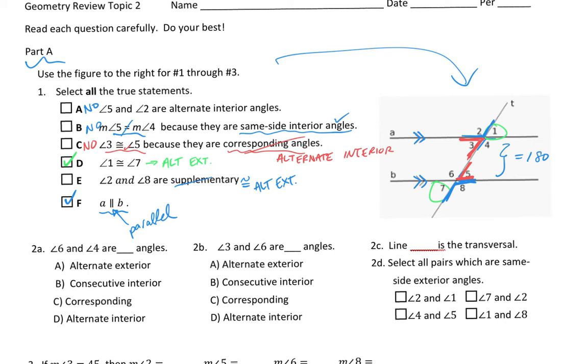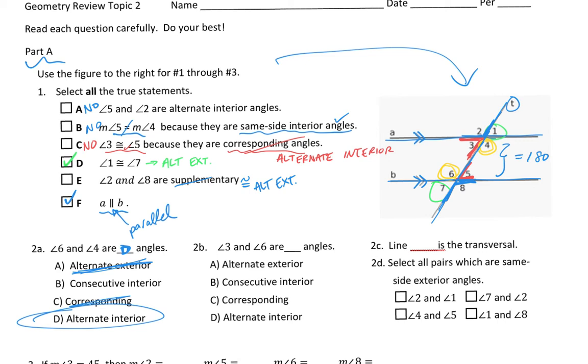It says 6 and 4 are blank angles. So take a look at 6 and 4. What kind of angle pair do they make? They're both on the interior because they're within the 2 parallel lines. So I can get rid of anything that says exterior or corresponding. Since they're on opposite sides of that transversal named T, we'll say that they're alternate interiors. Opposite sides of the transversal within the parallel lines, they're alternate interiors.